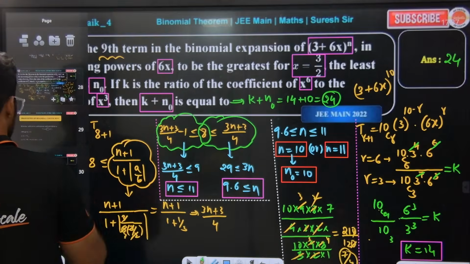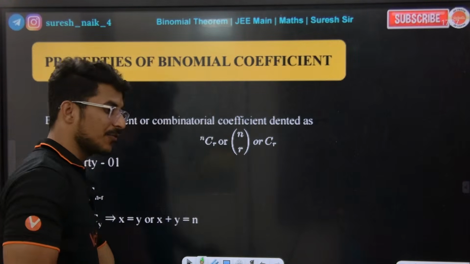Next, properties of binomial coefficient. Next concept, properties of binomial coefficient.